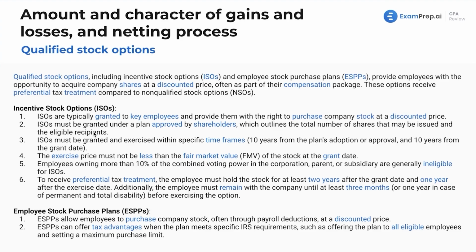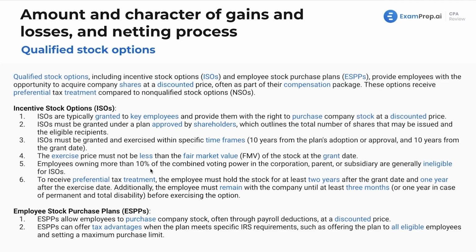Shareholders don't want themselves to get diluted and the value of their earnings per share to get diluted. They must be granted and exercised within specific timeframes. Generally, that's 10 years from the plan's adoption or approval and 10 years from the grant date. The exercise price must not be less than the fair market value because that'd be kind of like cheating, saying right now you can buy the shares for $10 and sell them on the open market for $20. So I think that's a pretty important rule as well.